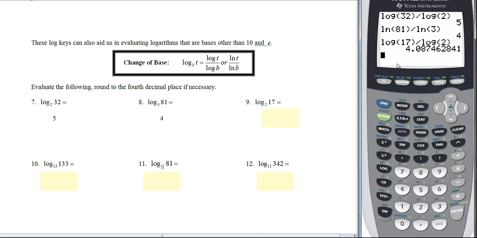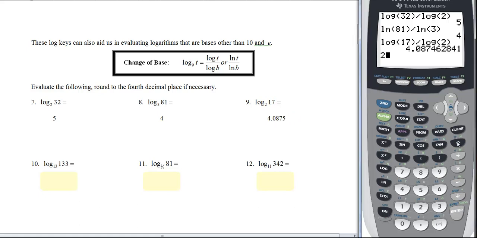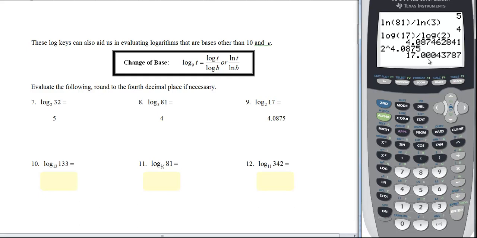And if we have to round to the fourth decimal place, then it would be 4.0875. So 2 raised to the 4.0875. I rounded up, so it should be a tad over 17. That's a tad over 17. Okay, try 10, 11, and 12. Maybe pause me and then get me going again. We'll see if we agree.